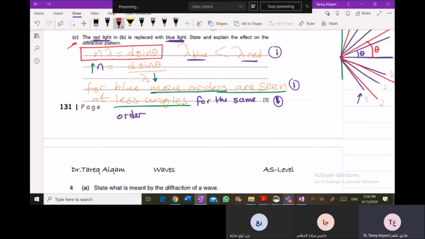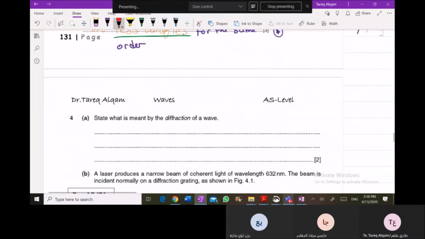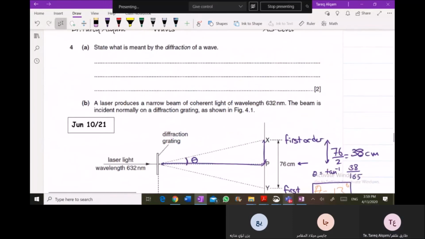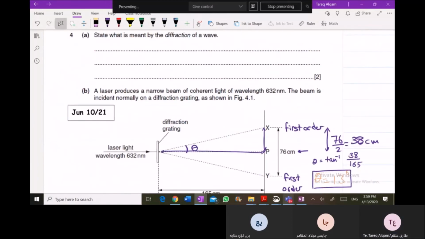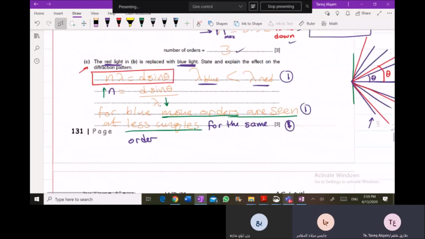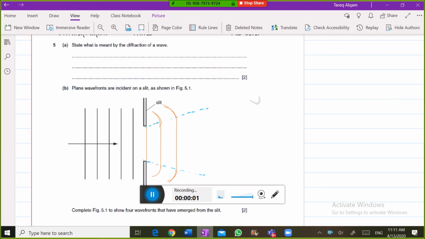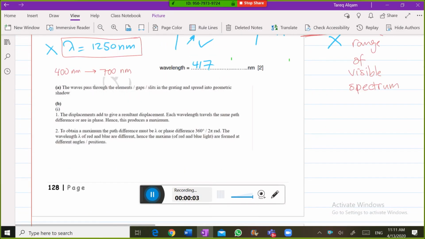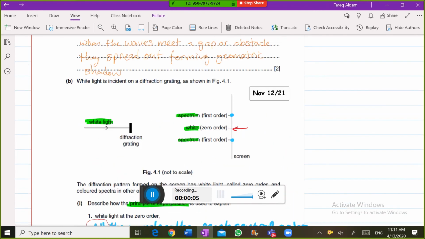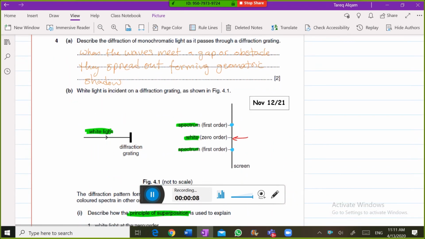Is that point clear? Okay, Jason? Yes, yes. Okay, guys, we'll stop here. We'll complete next time. I think we stopped here. We did this question the previous time about diffraction grating if I have a white light source. This is a past paper question, November 12/1.